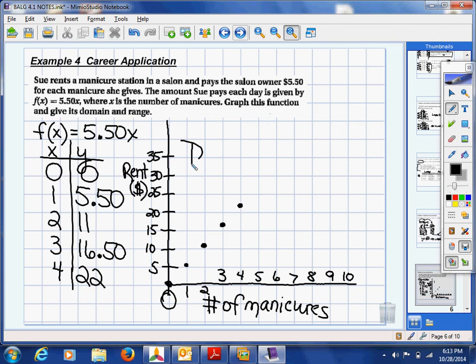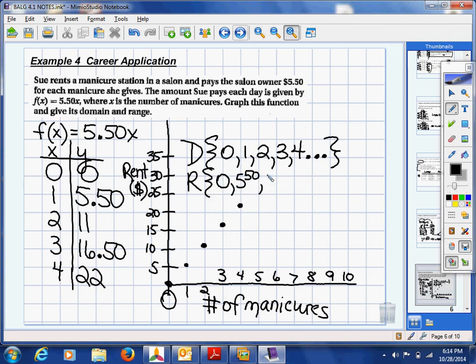Now we're ready to identify the domain and the range. Now the domain, don't let it freak you out. It's very simple. Go back to your chart. We started with 0, and we wrote 0, 1, 2, 3, 4, and then to continue this, just do and so on, dot, dot, dot, and so on. That indicates that this type of information continues into infinity. And then your range, do the same thing, go back to your chart. We're going to go 0, 5.50, 11, 16.50, 22, and so on in that pattern. And that's how you do domain and range.